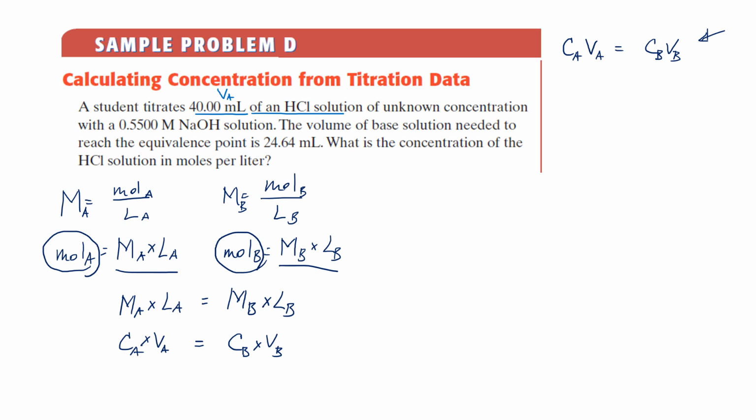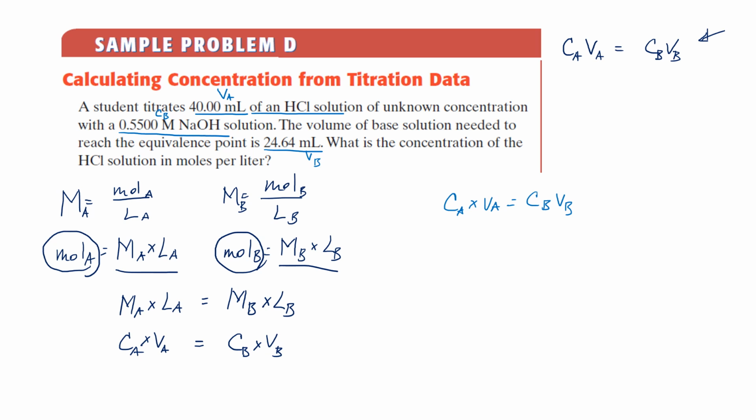And then here I have a concentration of NaOH. That must be the concentration of the base. I'm going to label this CB. And then finally, I have the volume. This is the volume of the base. I'm going to call this VB. And let's just plug in, right? Ca times Va is equal to Cb times Vb.